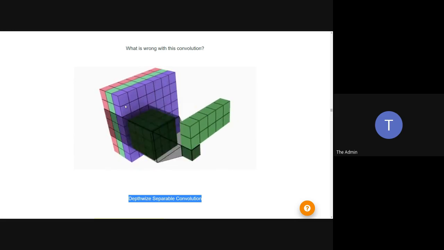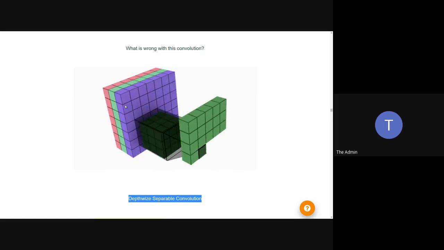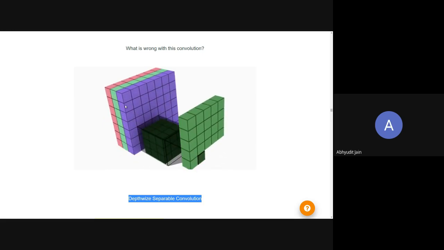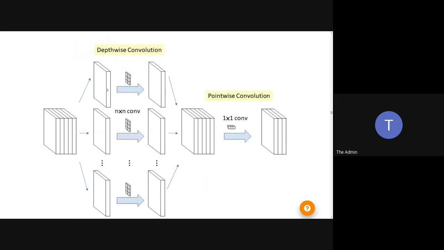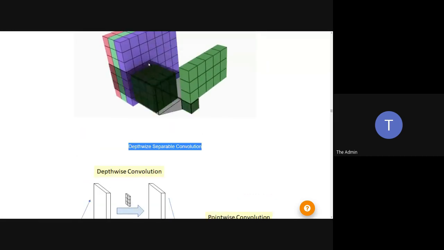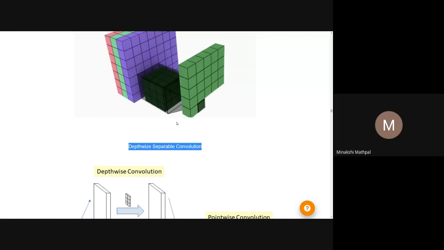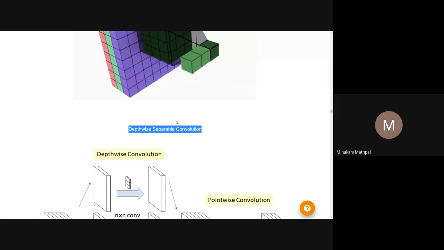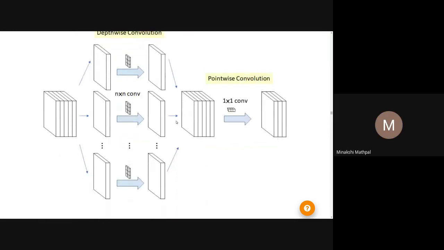Are we clear till now? Can you explain it again? Each channel will have its own individual kernel, compared to here where we had 1 kernel looking at all the channels together. So, sir, the kernel will be of size... Let's suppose we have 3 channels.